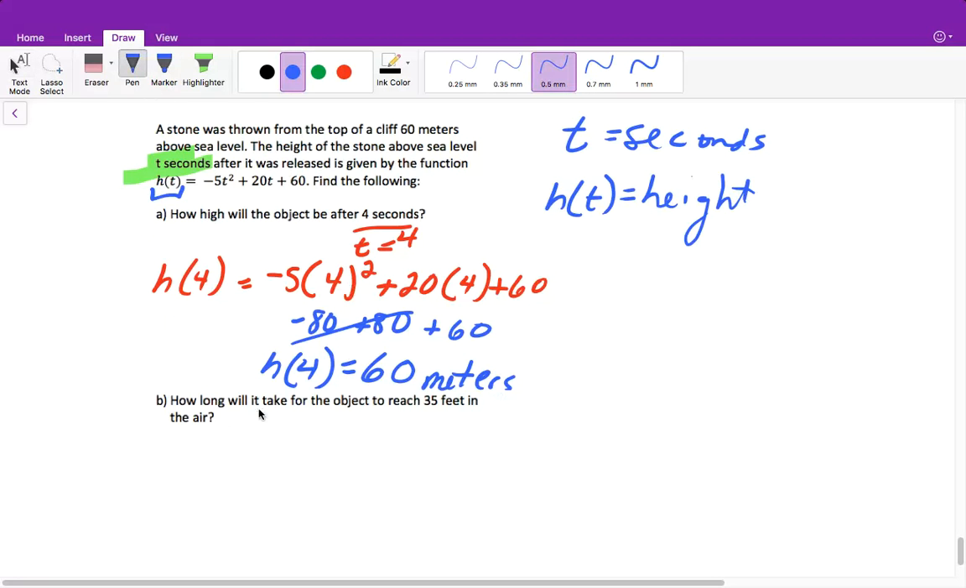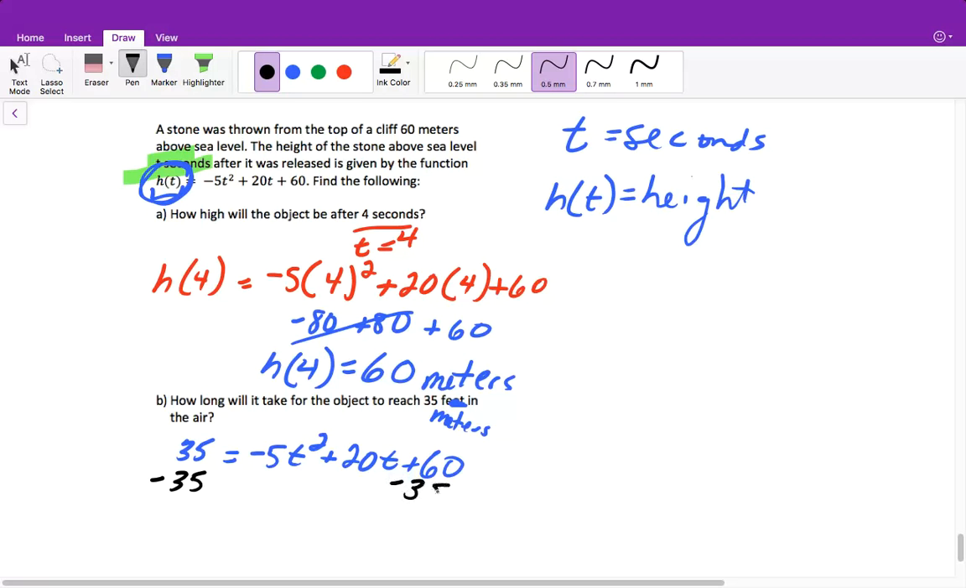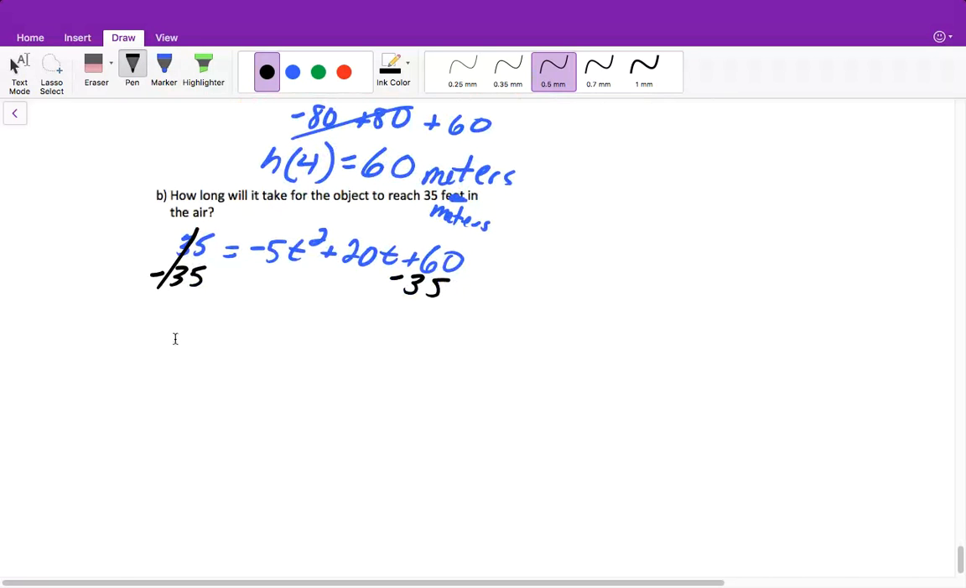For B, it says how long will it take for the object to reach 35 feet in the air? Or this should be 35 meters. So what we need to do now is they're giving us the height, so that needs to be substituted in for h of t. So 35 is equal to negative 5t squared plus 20t plus 60. And when we're solving a quadratic equation, we need to set it equal to 0. So we subtract over 35 from both sides, and we will get negative 5t squared plus 20t plus 25 is equal to 0.